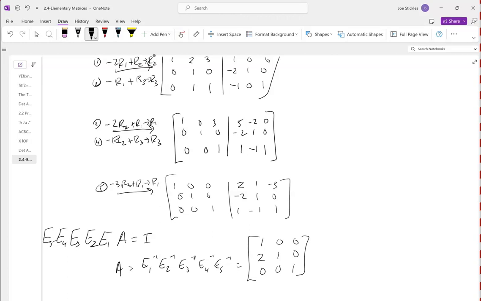Right, row 1 plus row 3, right? We do the opposite of what we had, right? So what's that going to look like for your elementary matrix? Good, yep, exactly right. 1, 0, 0, 0, 1, 0, 1, 0, 1, adding row 1 down to row 3. How about the next one?